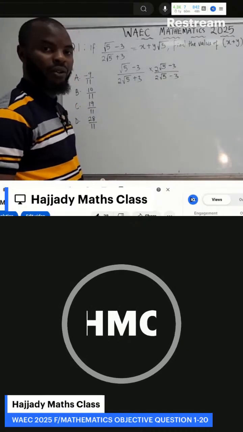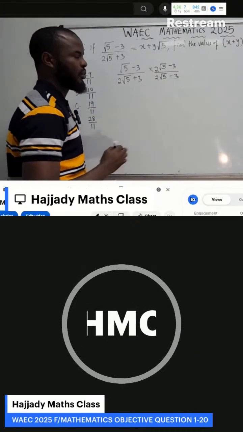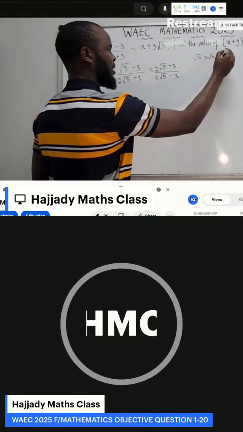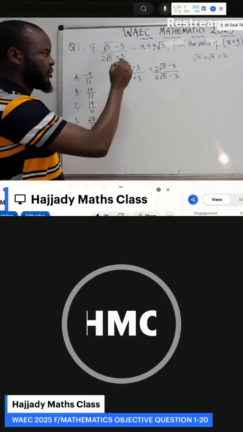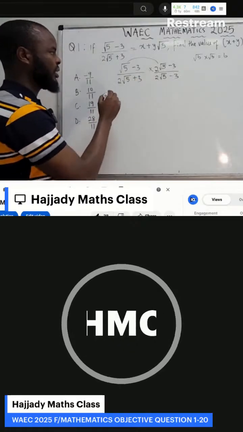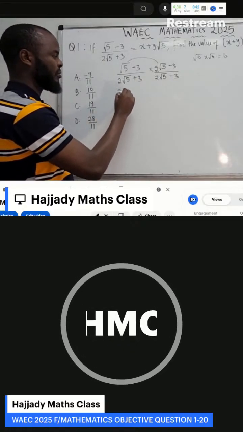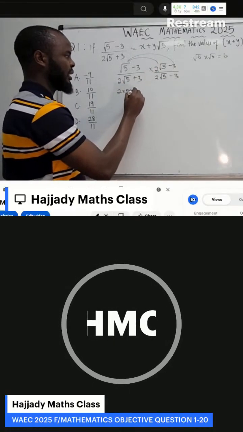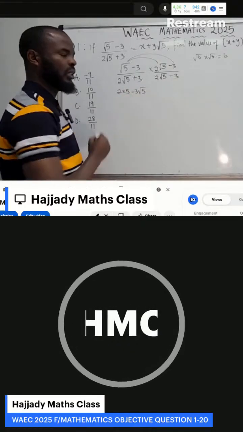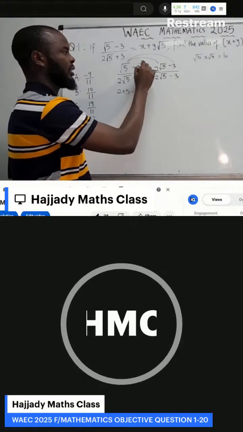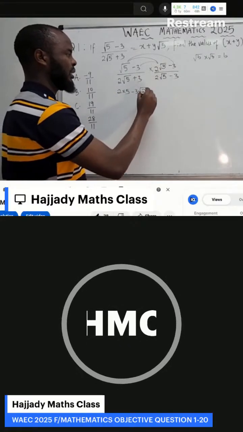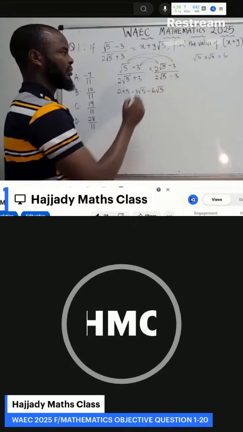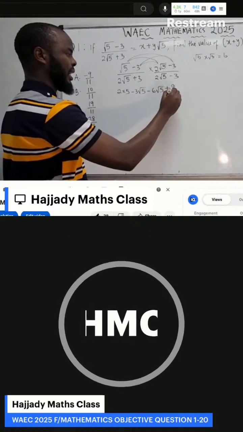Now, let's multiply out. Root 5 times 2 root 5. There's a rule in surds that says root b multiplied by root b is the same thing as b. So I'm going to use the rule. Root 5 multiplying root 5, this is going to be 2 times 5. Root 5 multiplying negative 3 is going to be negative 3 root 5. Also, negative 3 multiplying 2 root 5 is going to be negative 6 root 5. Negative 3 multiplying negative 3 is going to be plus 9.